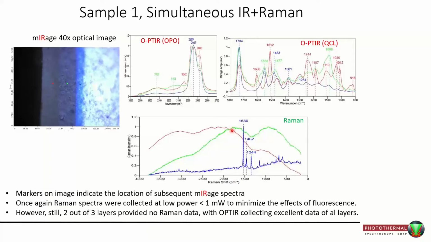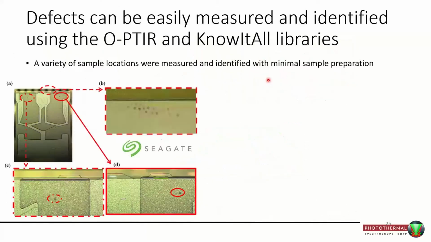So fluorescence will impact our Raman measurements, or any other Raman measurement for that matter. But O-PTIR is completely unaffected by fluorescence. And you can see that the red and the green O-PTIR measurements were completely unaffected. So if you only had Raman to deal with here, you'd have no chemical information. Whereas with O-PTIR, you're never hindered by fluorescence.